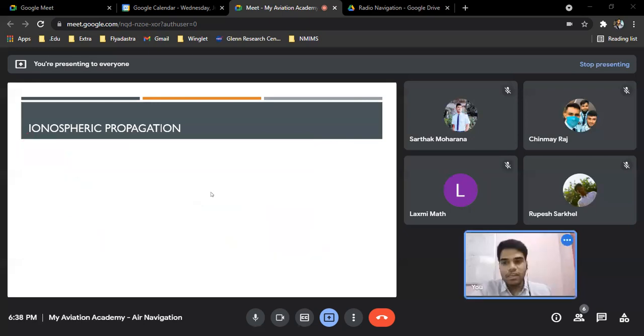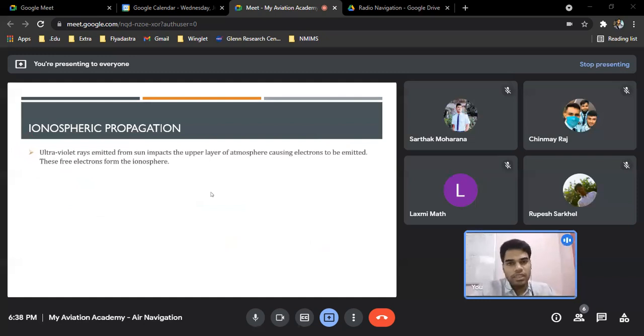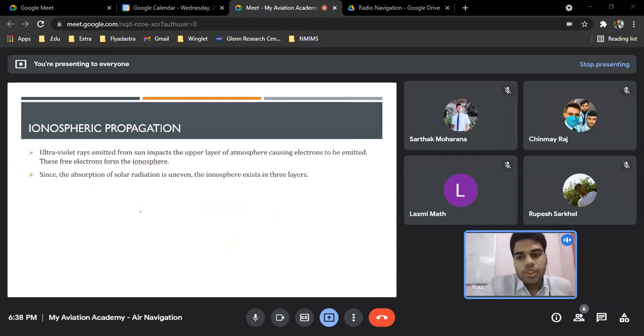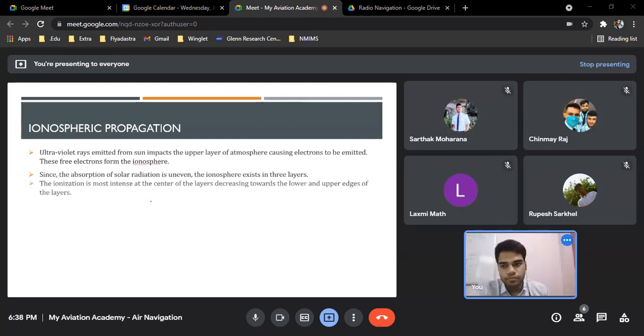All right. So we were discussing that the UV rays are the reason the electrons are emitted, and these free electrons form the ionosphere, or the ions. Since the absorption of solar radiation is uneven, the ionosphere exists in the three layers which I have told you. The ionization is most intense at the center of the layers, decreasing towards the lower and upper edges. So in the center, where the E layer exists or F1 exists, that is the point where we'll find most of the ionization. You should understand the reasons. If you have a curiosity, I'll let you know what the reason is.